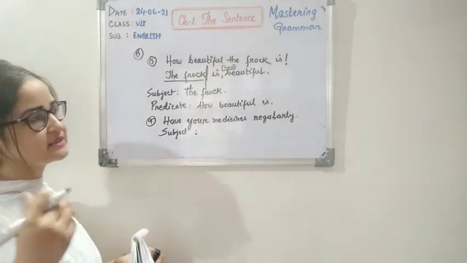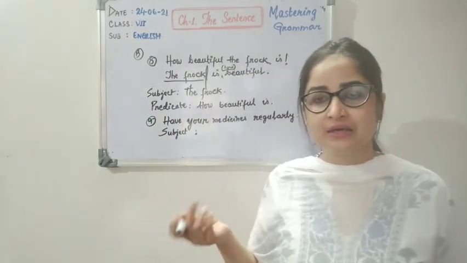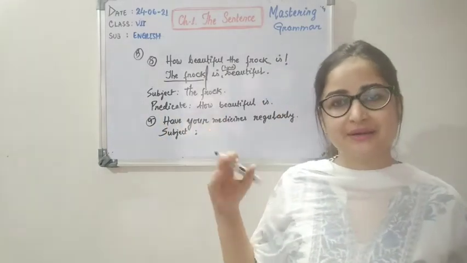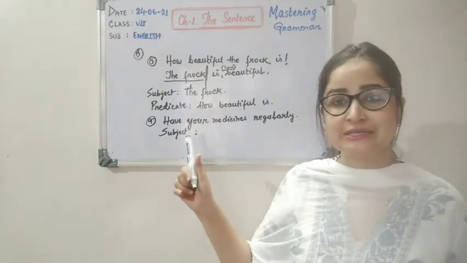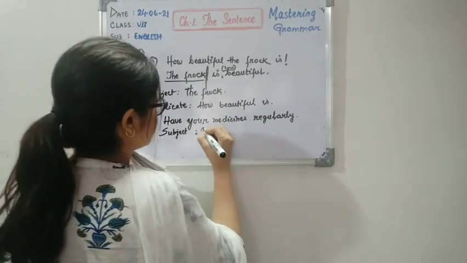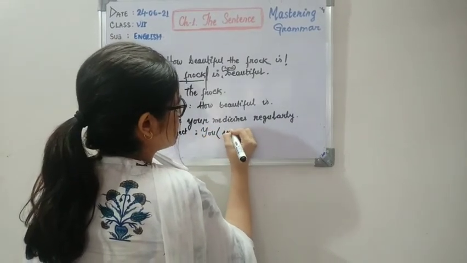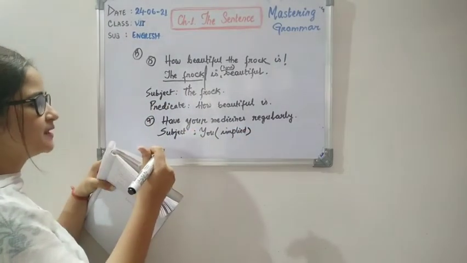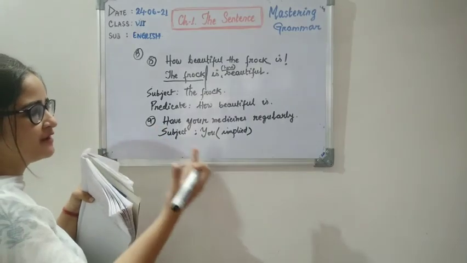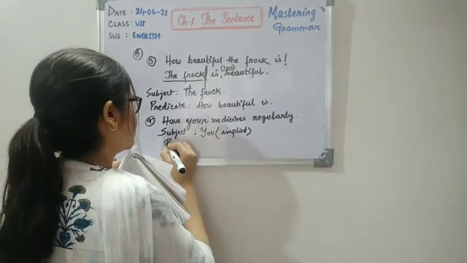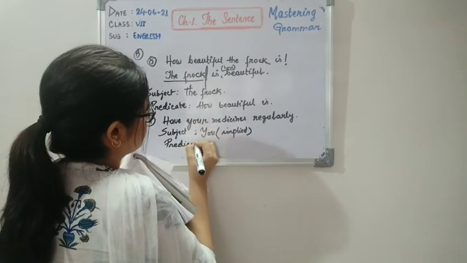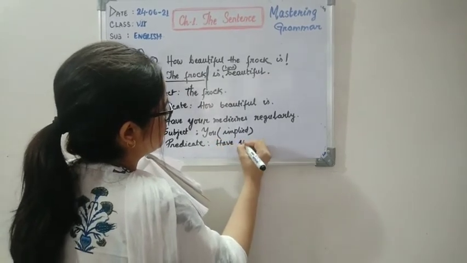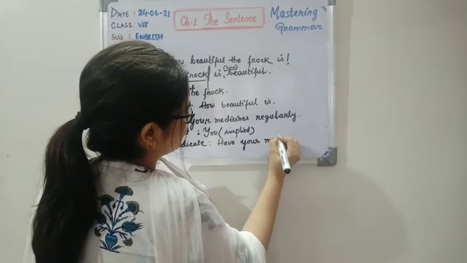So for imperative sentences, it has already been told that the subject has to be implied, okay? We cannot see the subject here, but it's understood that the subject is you only. So the subject is you, implied. You have to write implied if you want, because the thing is being told to you only. So who is listening here? Who must take their medicine? Who should have their medicine? So you should have your medicine. And the predicate part is the rest of it. Actually, the whole sentence is the predicate part. Have your medicines regularly.